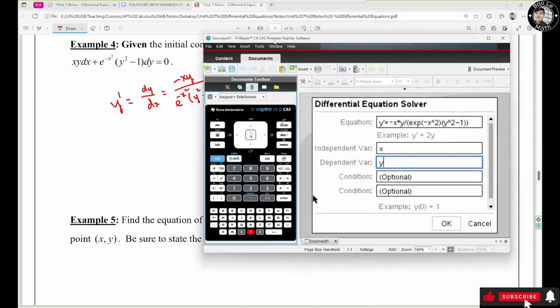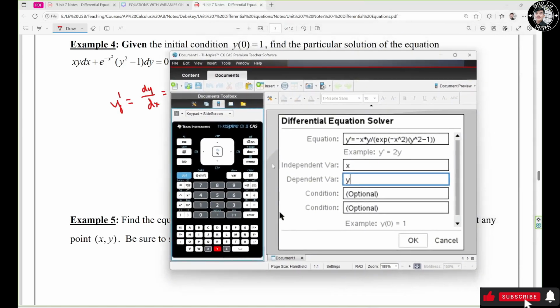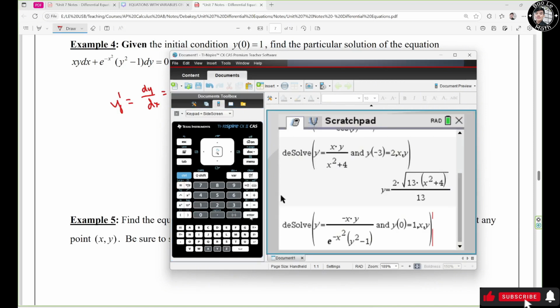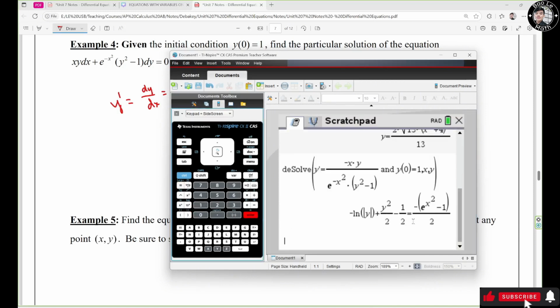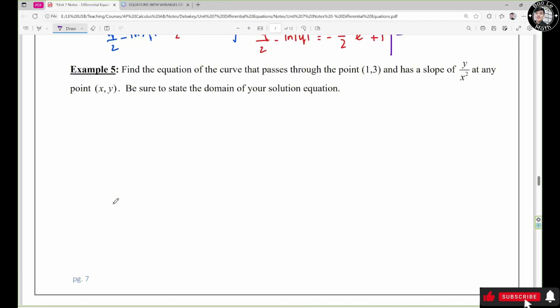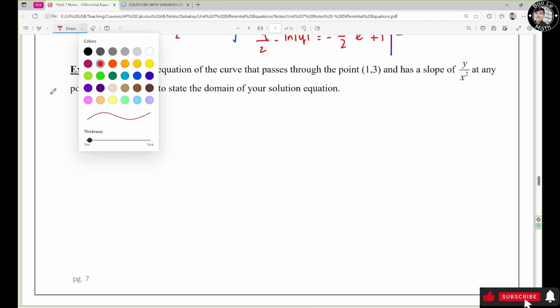Now you have the initial condition right here, y of 0 equals 1, right? So right here you put y of 0 equals 1, right? Hit OK and hit enter. The answer is right here. Now let's move on to example number 5.